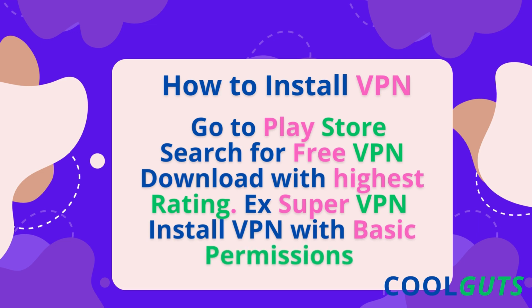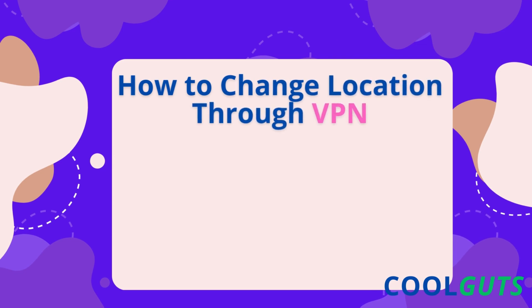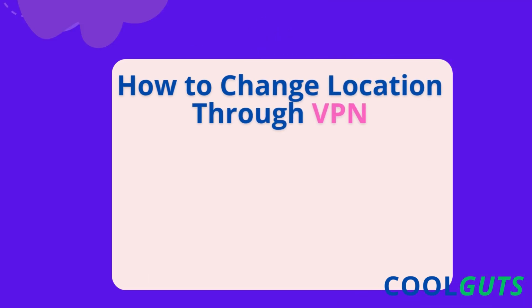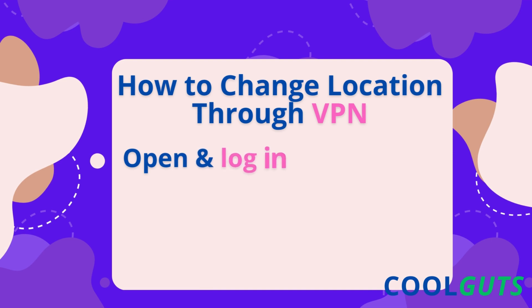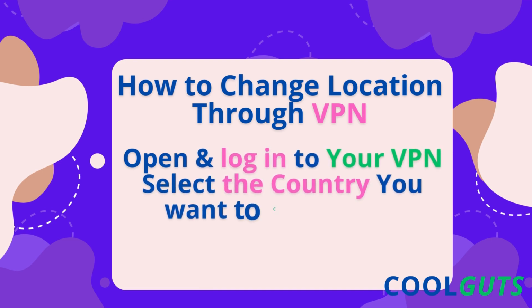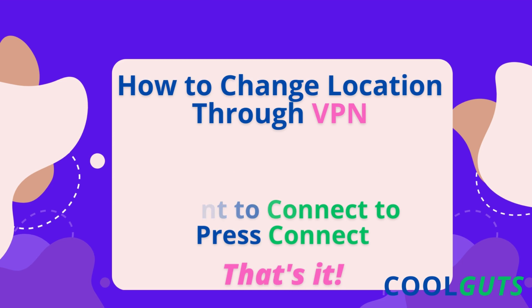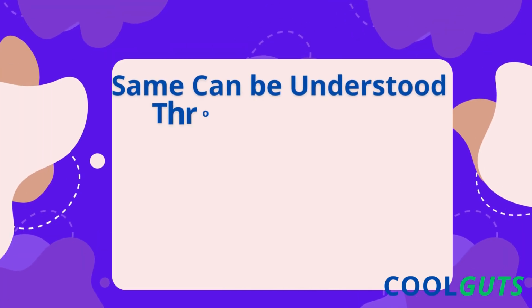Since you have installed VPN, now you need to change location of your home country. Open the VPN, log into it, click on location. It will ask you to choose the country that you would like to set as your location. Select any country. Press connect. That's it. Same can be understood through following 3 pictures.